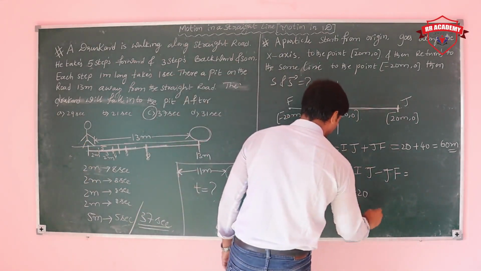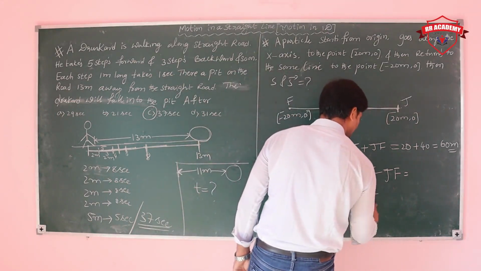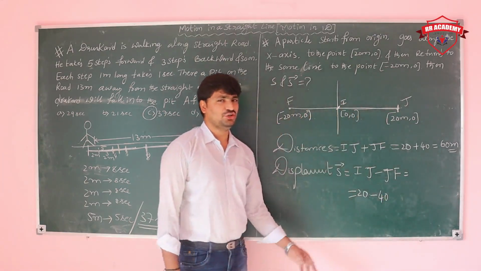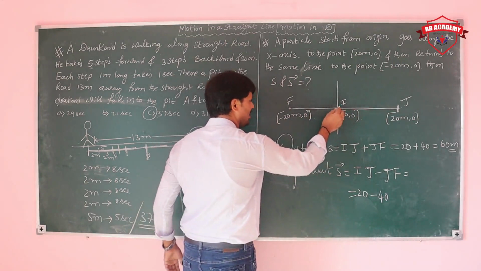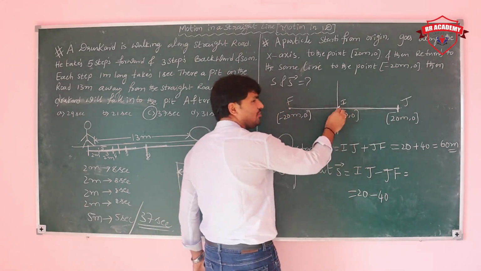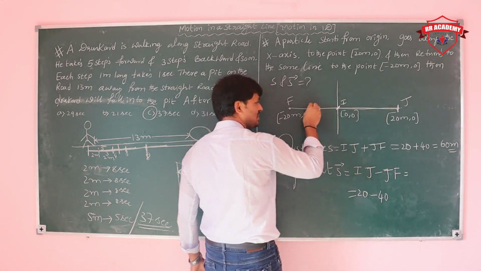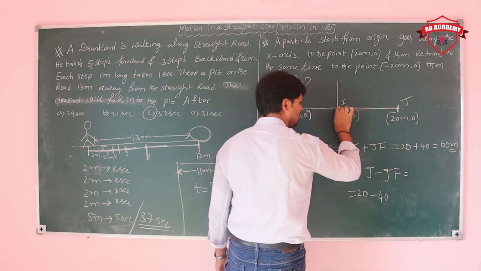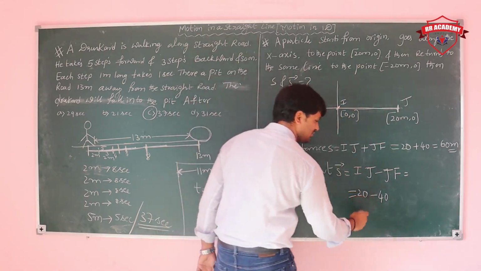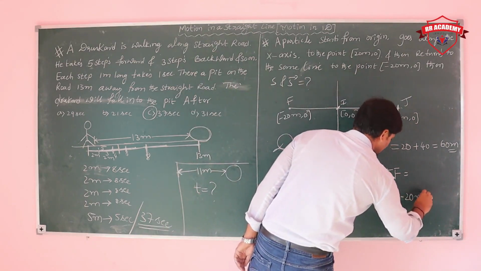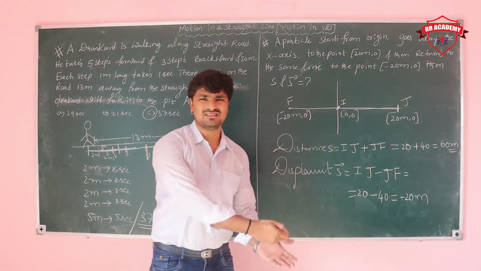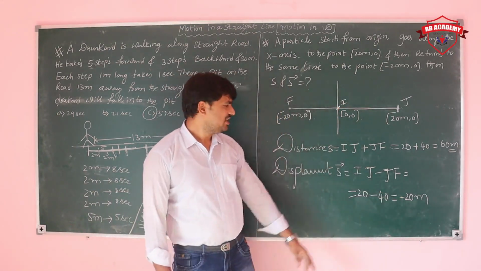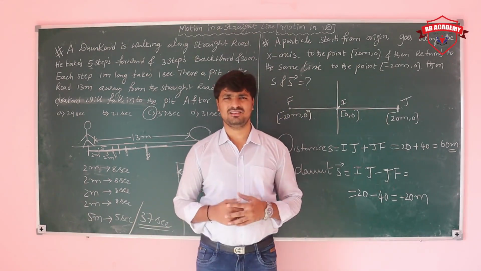I to J is 20. J to F, how much? Minus 40. You don't consider this again, because from here to here, how much distance? 20. From here to here, how much distance? 20. So that's why I am considering 20 plus 20 as 40. You don't consider minus 20 again. From here to here, 20, and from here to here, 20, backward. So finally, how much is its displacement? Minus 20 meters. Minus stands for negative x-axis. From here to here, how much is displacement? Minus 20 meters. This is distance and this is displacement.